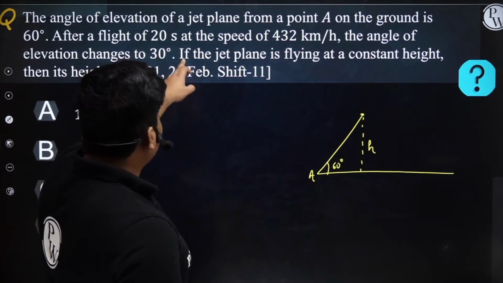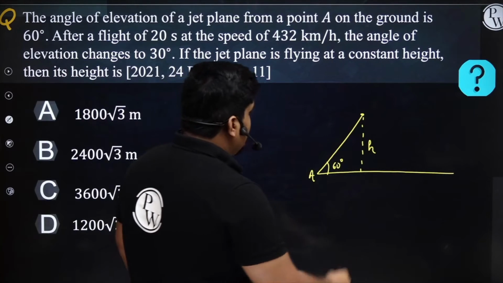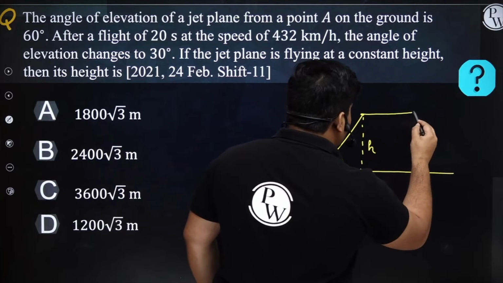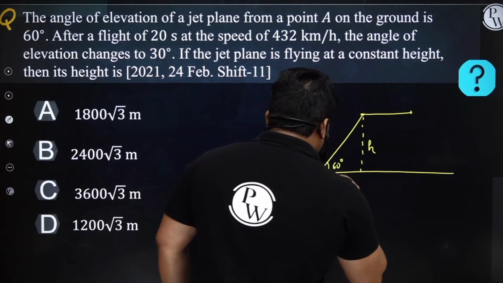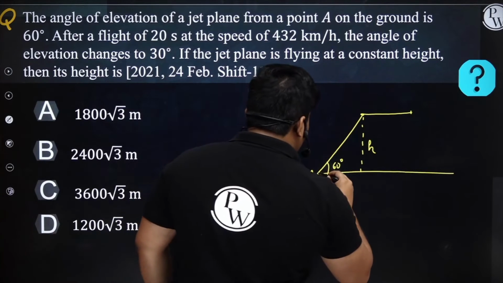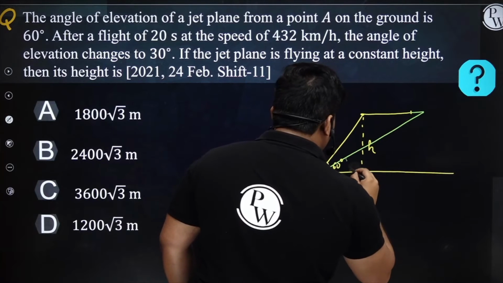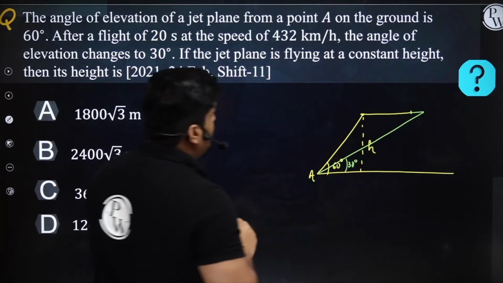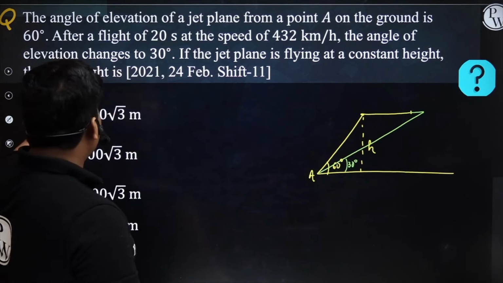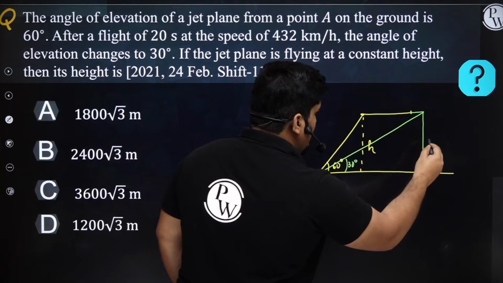After a flight of 20 seconds at the speed of 432 km per hour, the angle of elevation changes to 30 degree. So at some distance, suppose this is the point, this angle of elevation will change to 30 degree. And you can see it is maintaining constant height h. So we have to find out what is that height h.